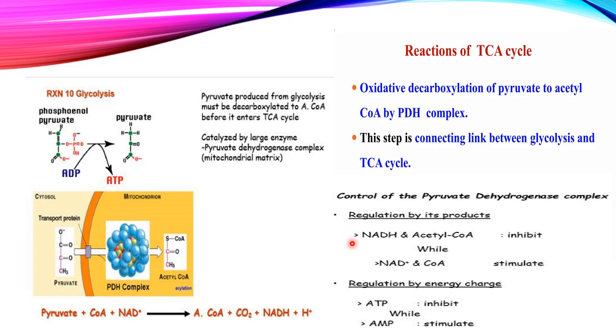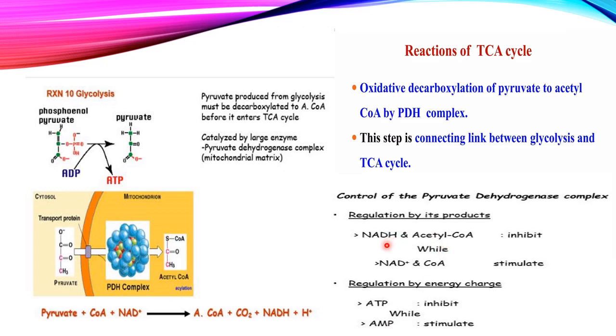a cell. So how do you understand that the cell is energy rich? You can understand that when NADH and ATP are in higher concentration, the cell is in energy rich state. When there is NAD plus or AMP, you have to understand that the cell is in energy deficit state.